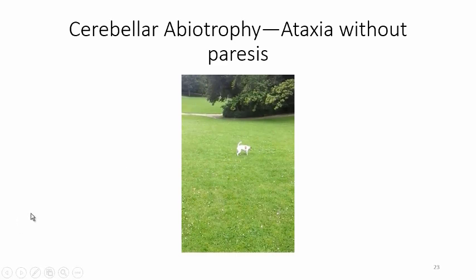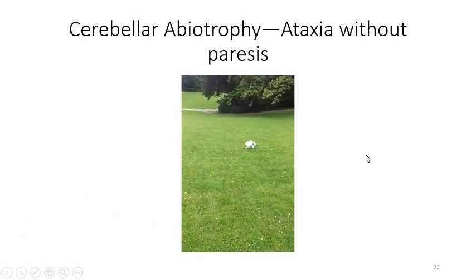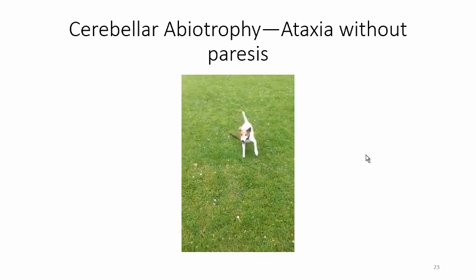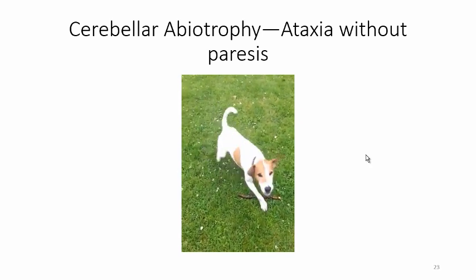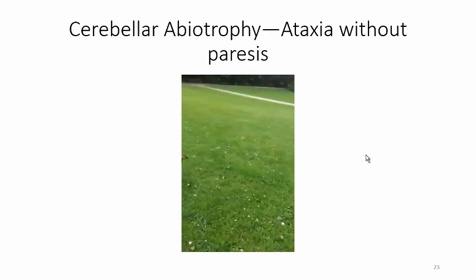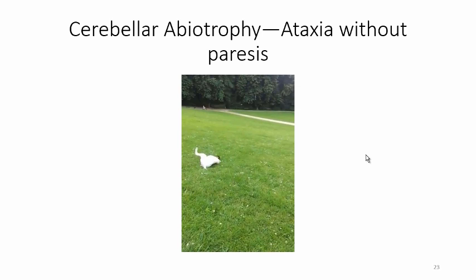So here's cerebellar atrophy. This little dog has ataxia, but he's not paretic. That's a genetic problem in these little Jack Russell Terriers. But as you can see, he's really quite ataxic.